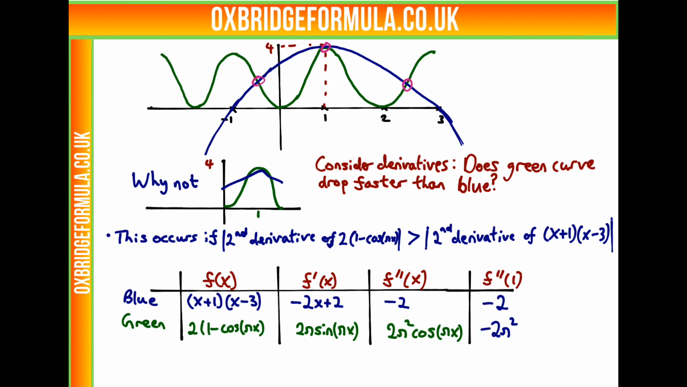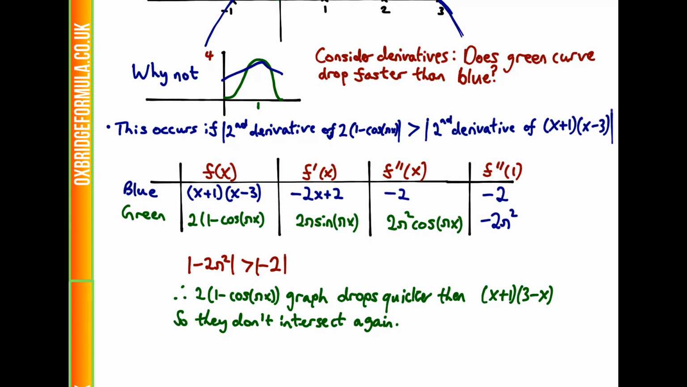Well, you see exactly that the magnitude of minus 2 pi squared is bigger than minus 2. So the second derivative of our trigonometric graph has a bigger magnitude than our parabola. And so it's more negative, which means it's going to drop quicker after 1 than the blue curve, which means it won't intersect again, which is why we only have one meeting point here. This is why the answer is B.